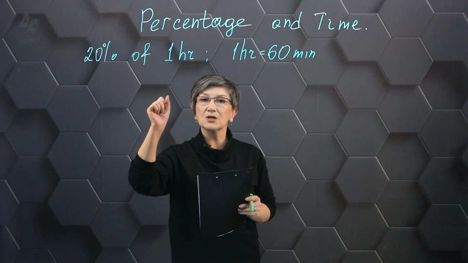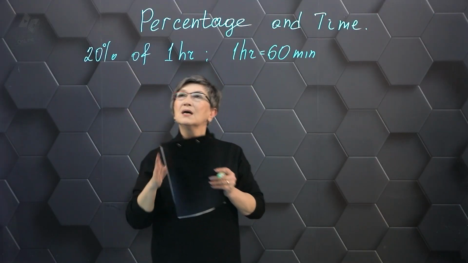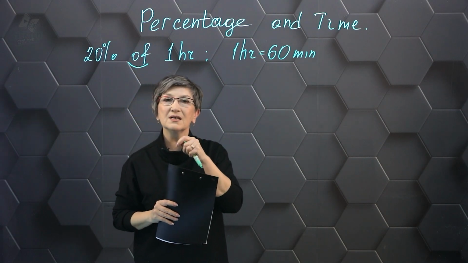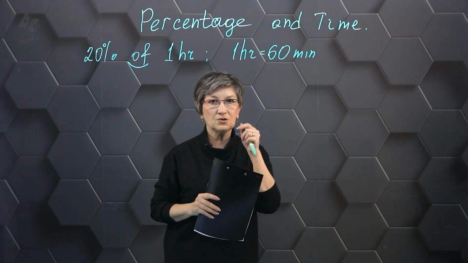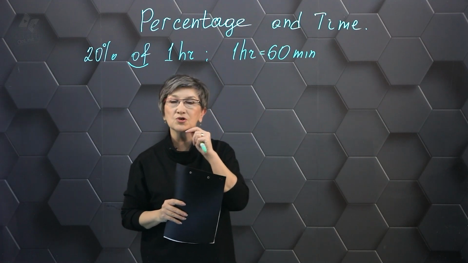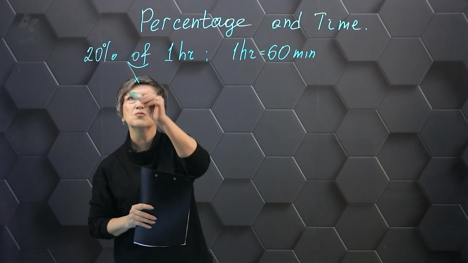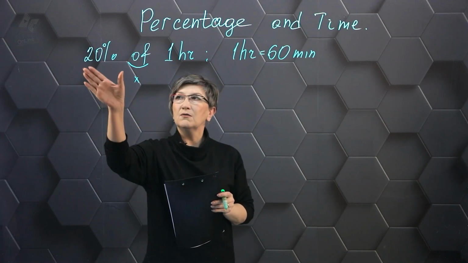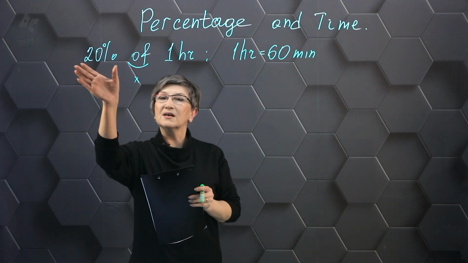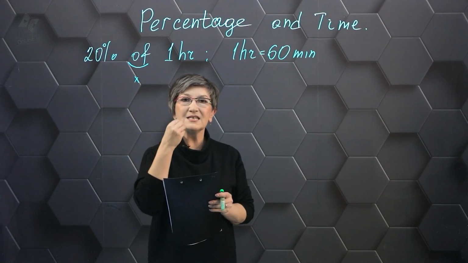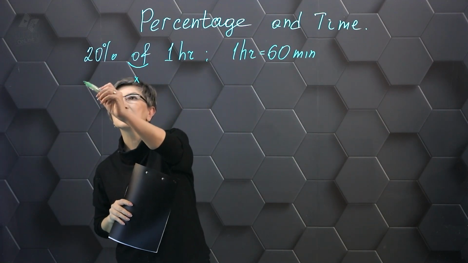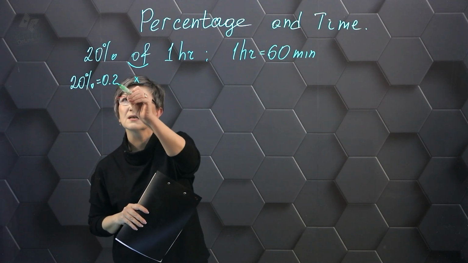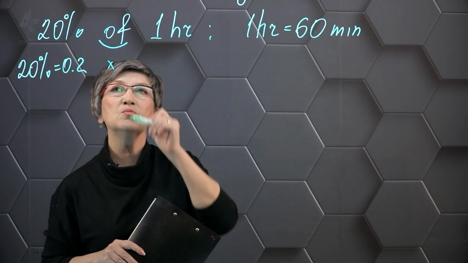In order to solve this problem, we need to pay attention to the fact that we need to find 20% of 1 hour. So in this case, what do we need to do? According to the rules, we need to multiply. Next, you can use any way you want. You can convert 20% to a decimal. We can write down that 20% is 0.2, and 0.2 times 1 hour.